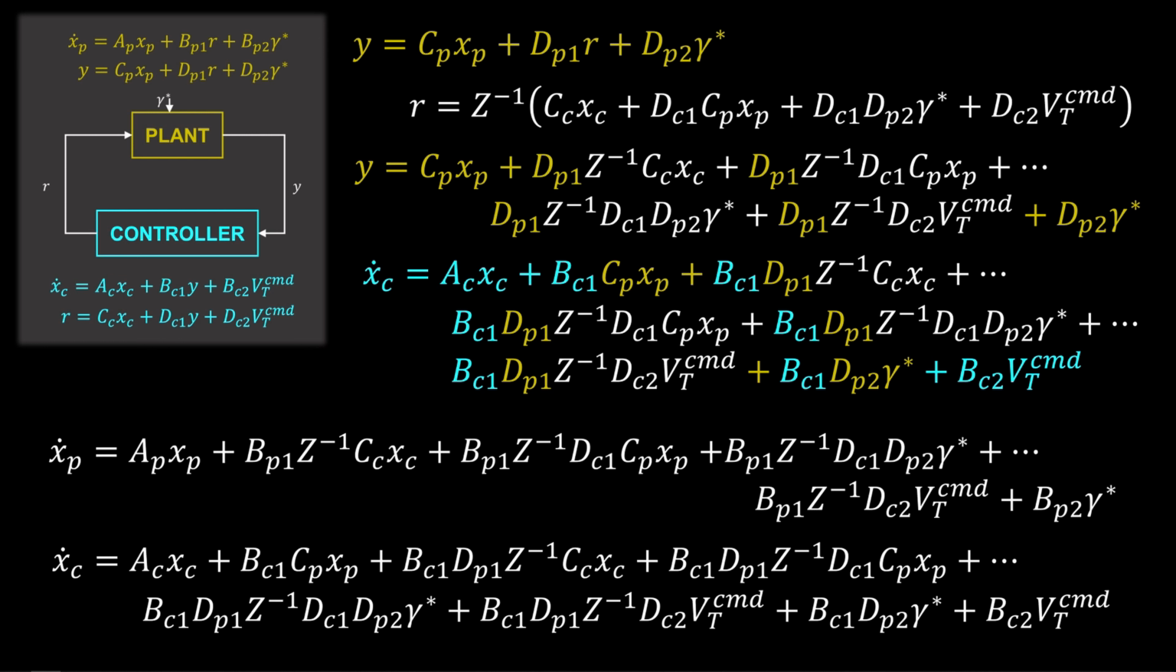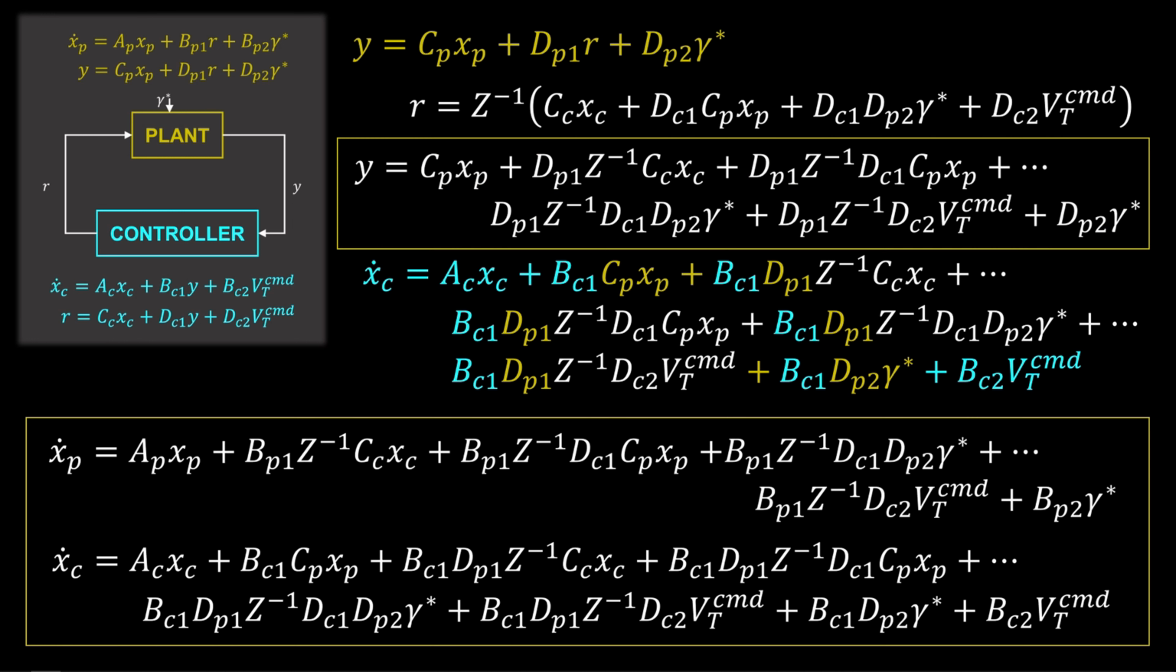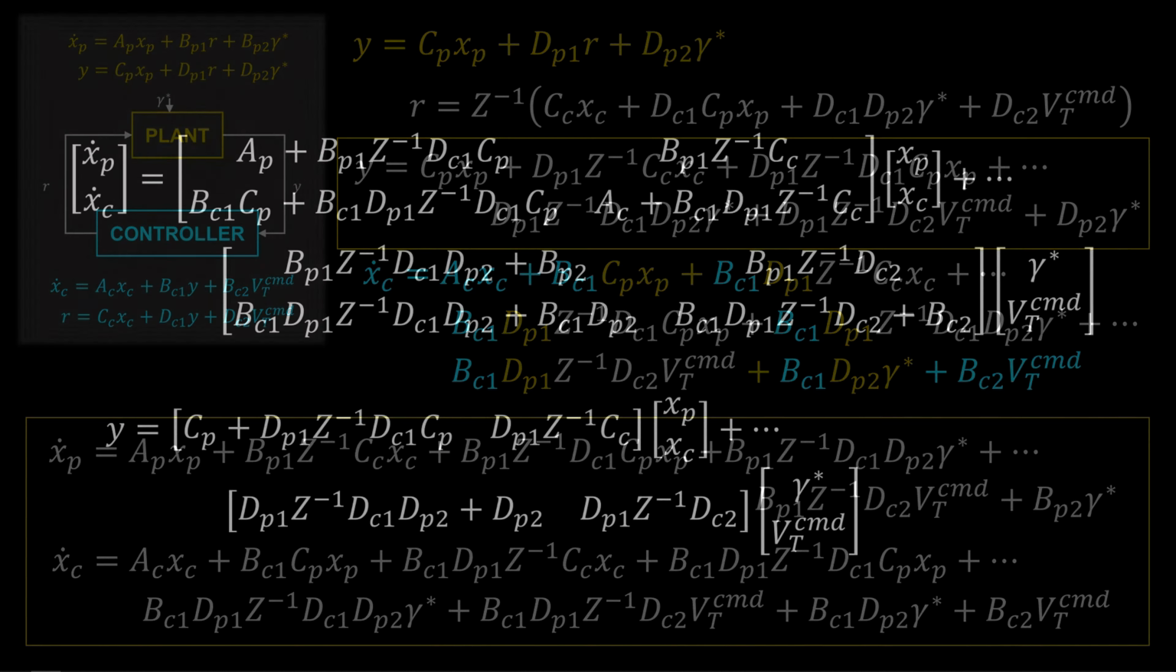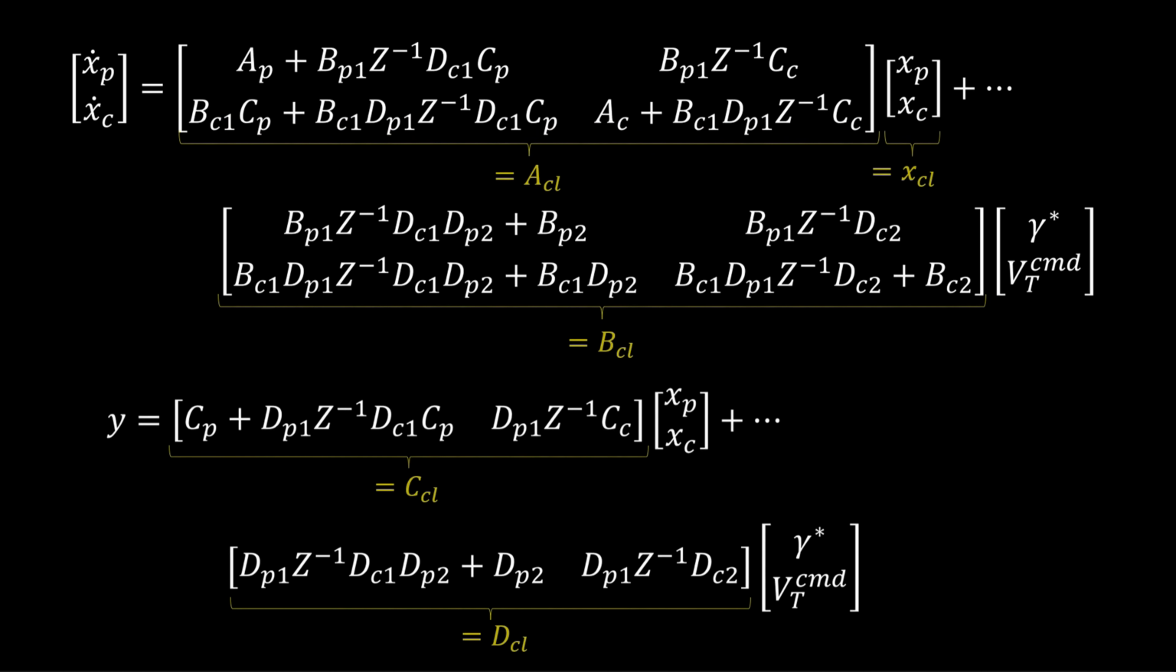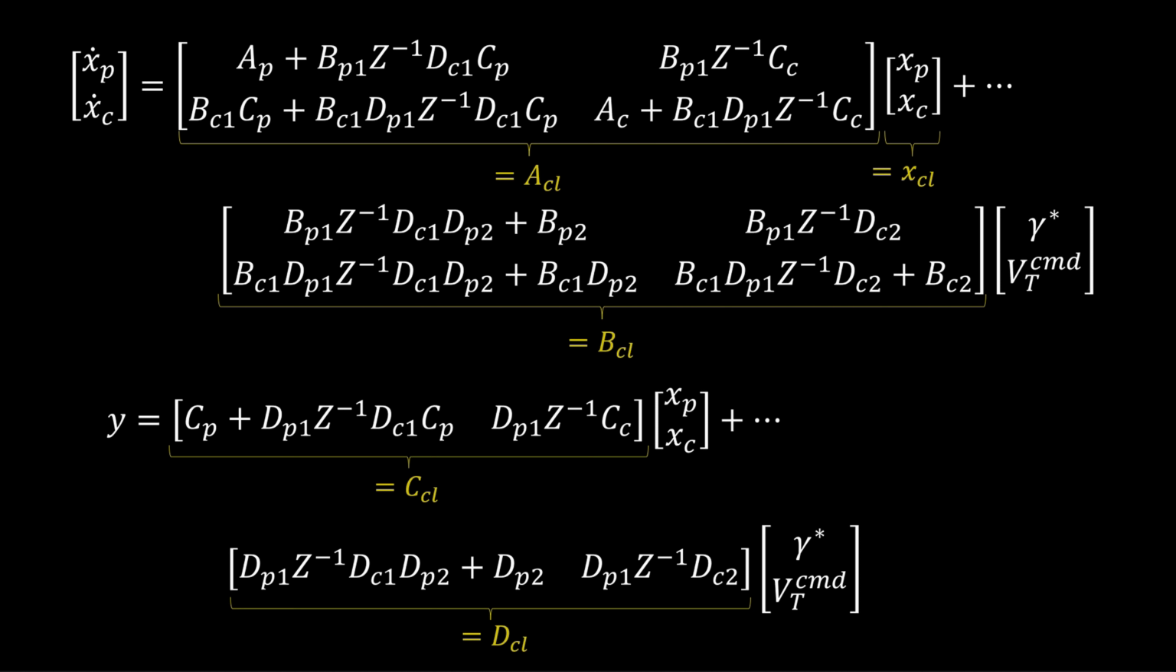Together, the closed loop plant and the closed loop controller have on the right-hand side states of xc and xp and inputs of v command and gamma star. The output to the closed loop controller is y, and it's these equations that constitute our full closed loop system. They can be written in block matrix form. And simply in matrix form, we'll denote them with the subscript CL for closed loop.